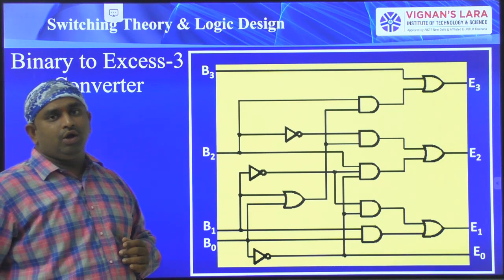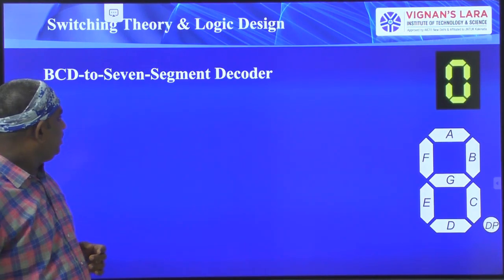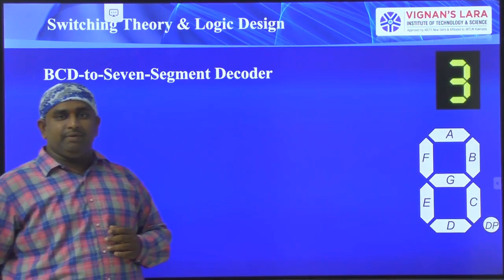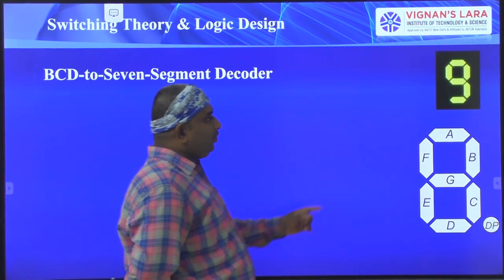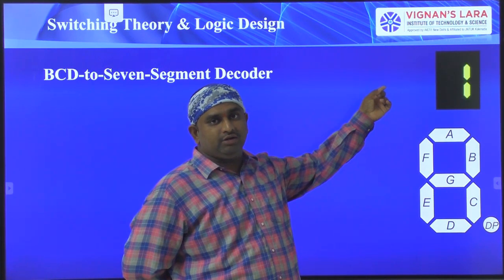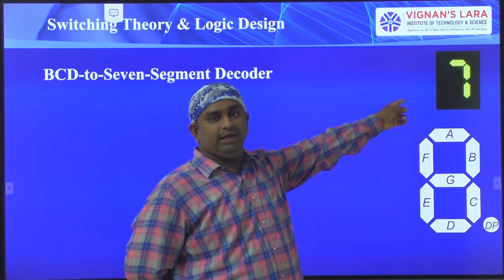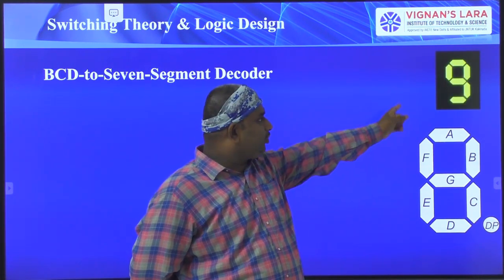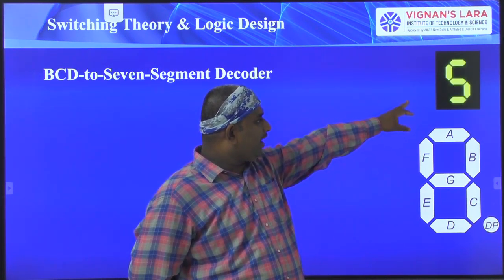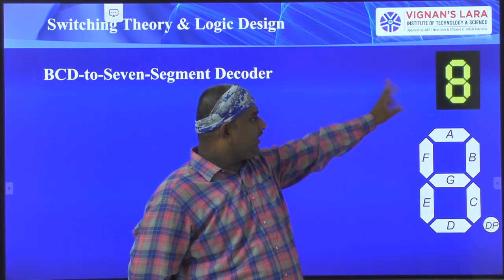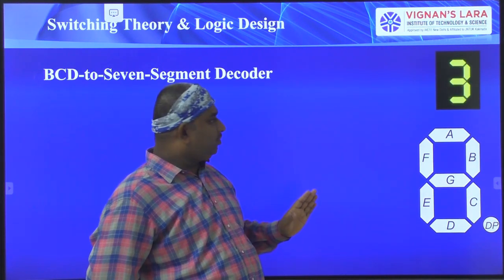Now we will start the BCD to 7-segment display converter. Generally we see in electronic calculators or digital display boards numbers like this. See here the numbers it is displaying: from 0, next 1, next 2, 3, 4, 5, 6, 7, 8. So totally we are representing 0 to 9 numbers.